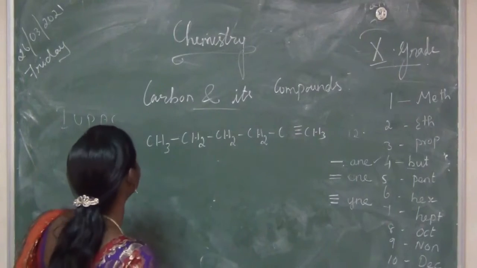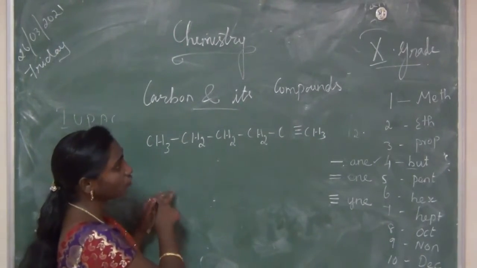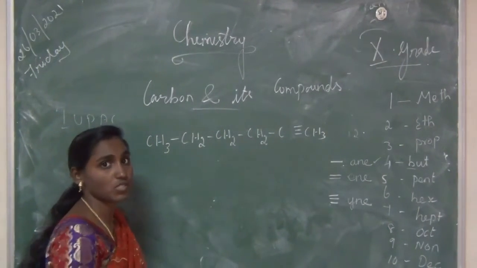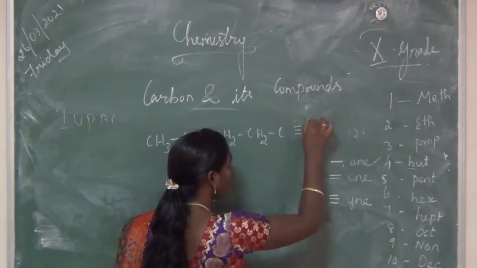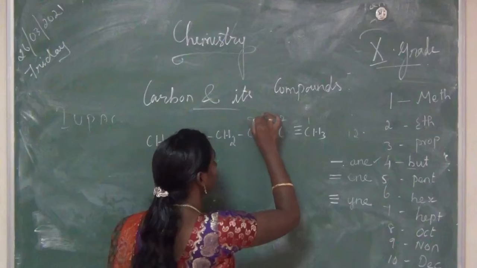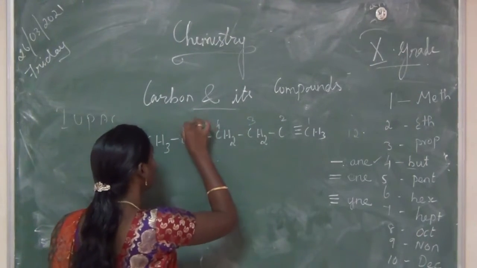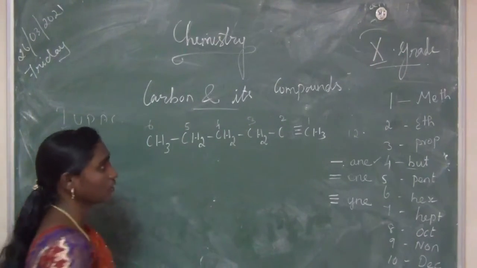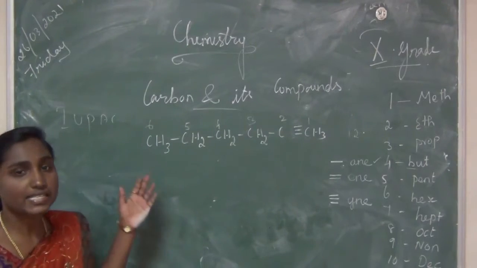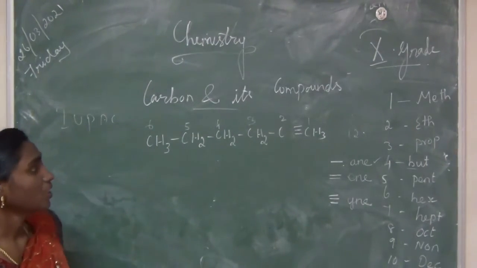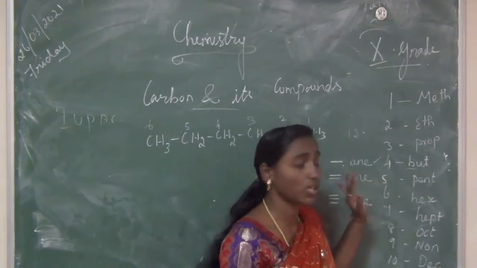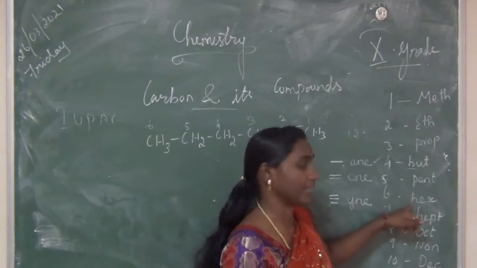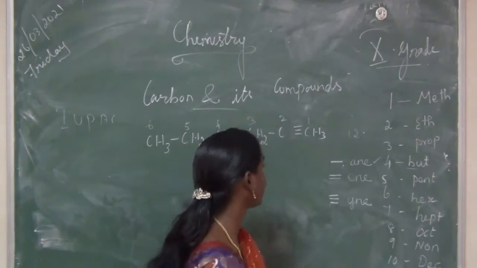So listen, first we need to identify the carbon atoms. How many carbon atoms are there? We can give the numbers 1, 2, 3, 4, 5, 6. 6 carbon atoms. You know 6 carbon atoms means what is the root word? Hex. Okay, the root word is hex.